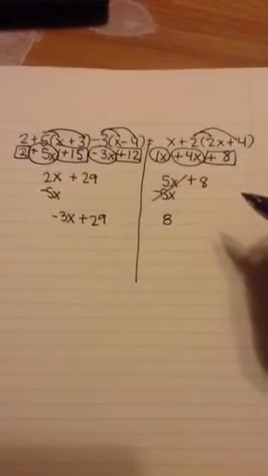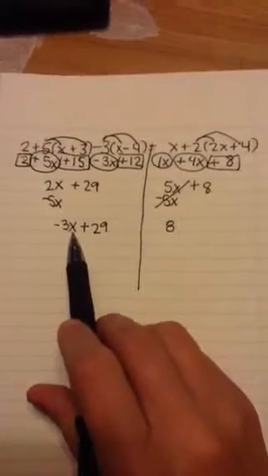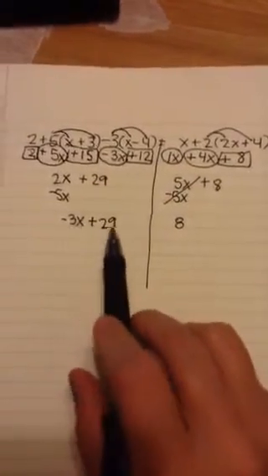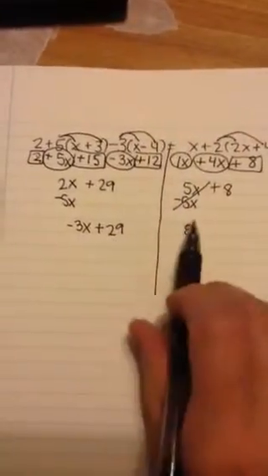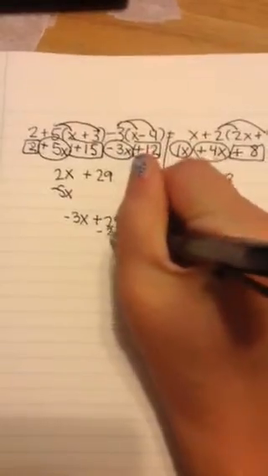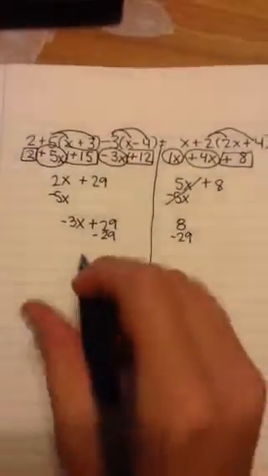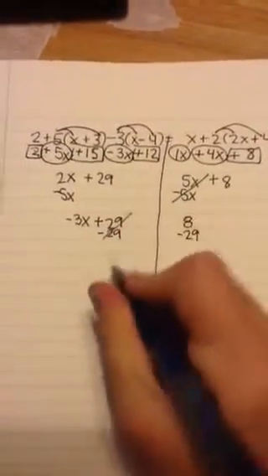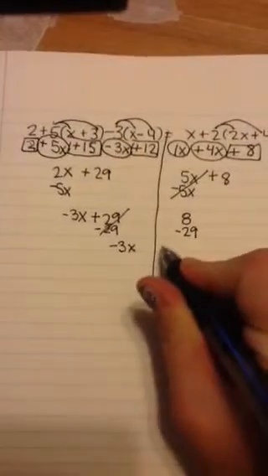Okay, I believe the next step was making sure that we have isolated our variable. And the way we do that is we keep this here, but it means our 29 has to go. And the way we do that is similar to what we did over here. Since it's a positive 29, we're going to subtract 29 from each side. Okay, so that goes away, and I'm left with a negative 3x, and 8 minus 29 gives me a negative 21.